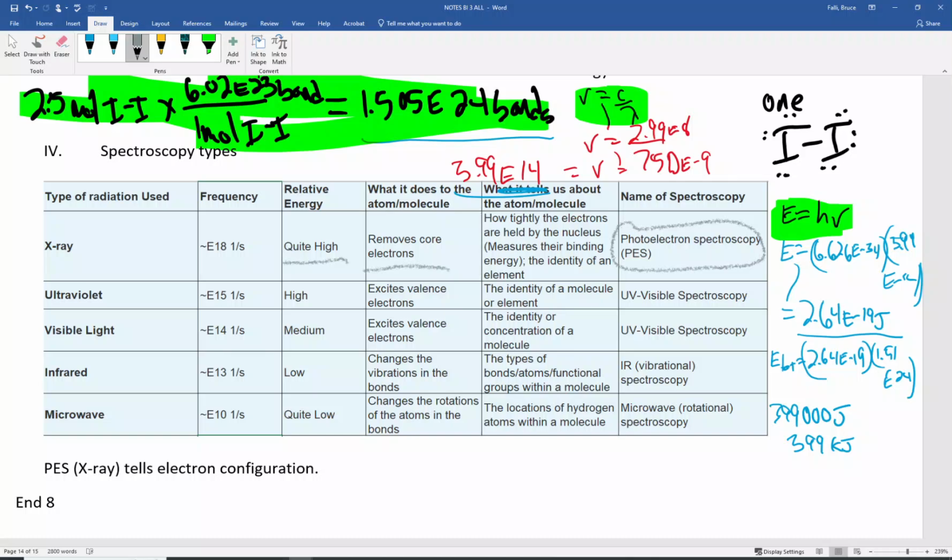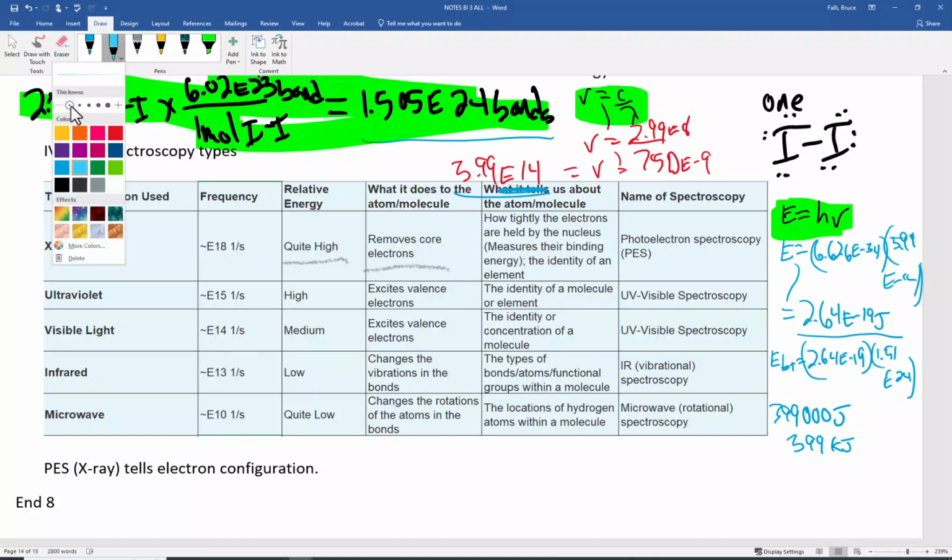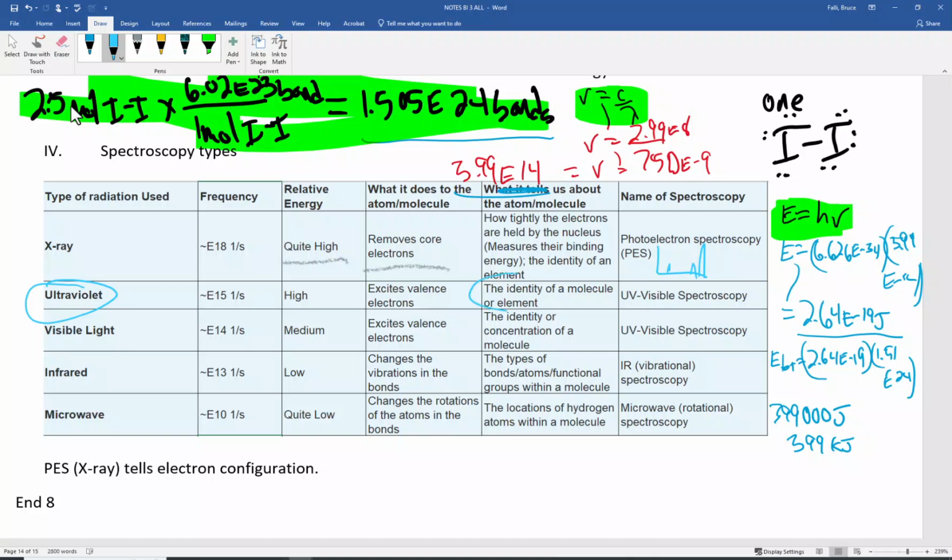PES, remember, we've done this before with the little peaks. PES is where we have like 1s2, 2s2, 2p6. Ultraviolet excites valence electrons. It identifies the molecule or the element. So UV spectroscopy, you need to know that ultraviolet, identity of the molecule or the element.